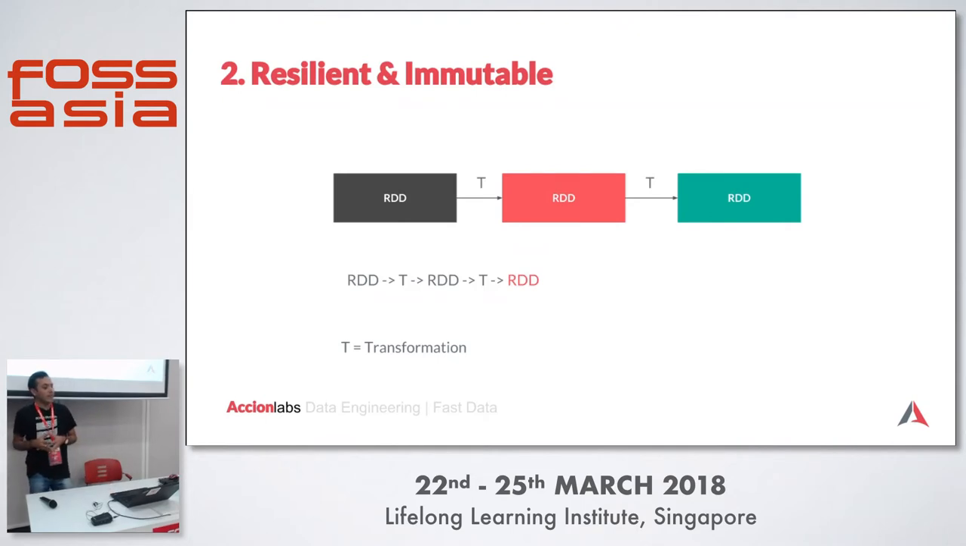RDD's characteristics are immutable and resilient. When I talk about resilient, Spark supports two types of operations: one is transformation and the other is action. When you have an RDD and you apply a transformation, you get another RDD, and again you apply a transformation. Assume that something went wrong and your transformation failed. You have the ability to recreate the RDD that you had earlier, and that original RDD will be immutable, without changing or applying any transformation.